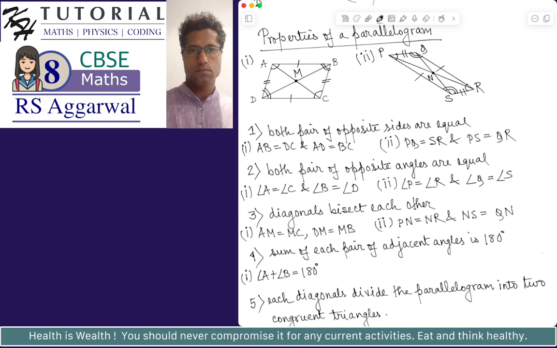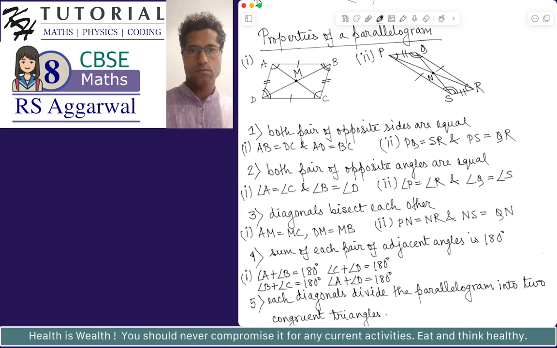Also we will have angle B and C, another pair of adjacent angles. So angle B plus angle C is equal to 180 degrees. Also angle C and D is a pair of adjacent angles, so angle C plus angle D is equal to 180 degrees. And finally angle D and A are also a pair of adjacent angles and their sum should be equal to 180 degrees. So in a parallelogram, the sum of every pair of adjacent angles is equal to 180 degrees.